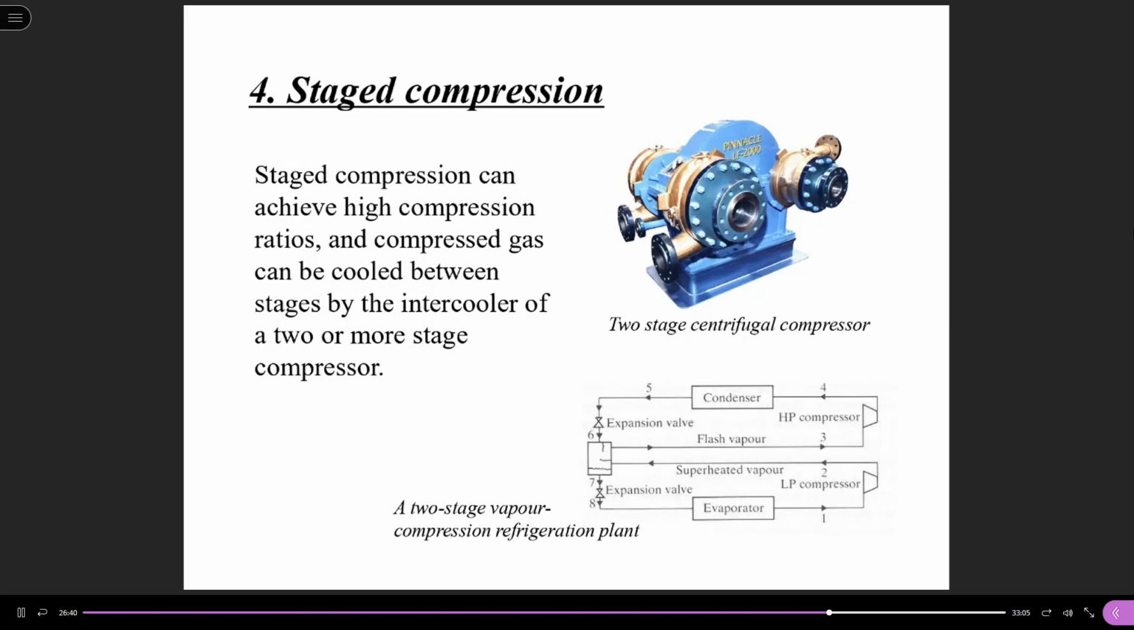However, for a compressor, as we learned, sometimes if there is a high pressure ratio, we need multi-stage compression. Okay, look at here. So one stage, I think.